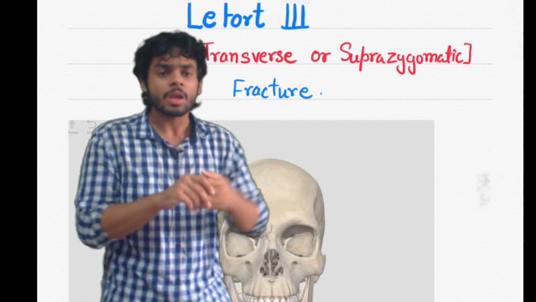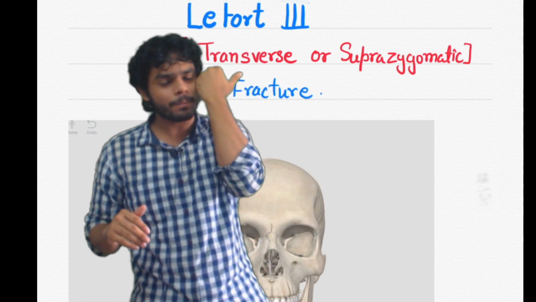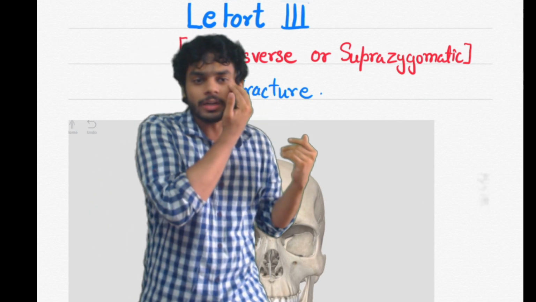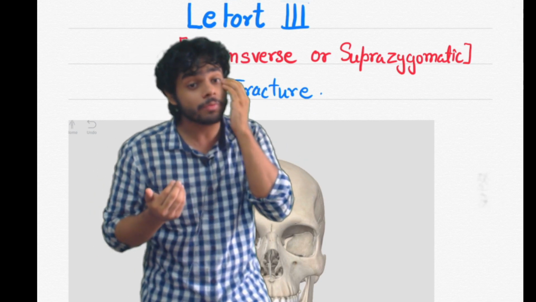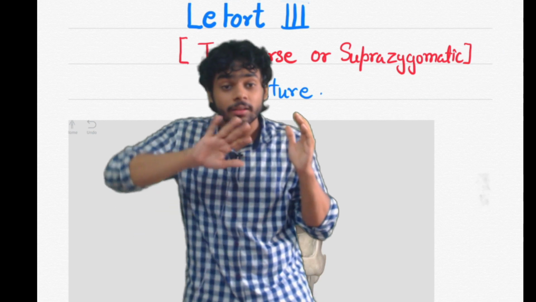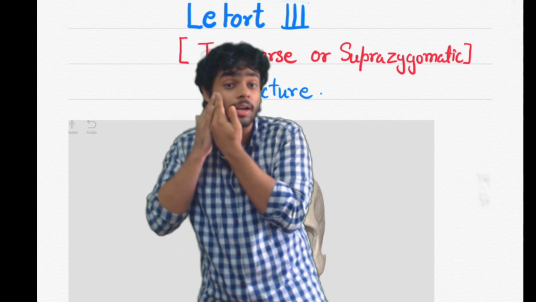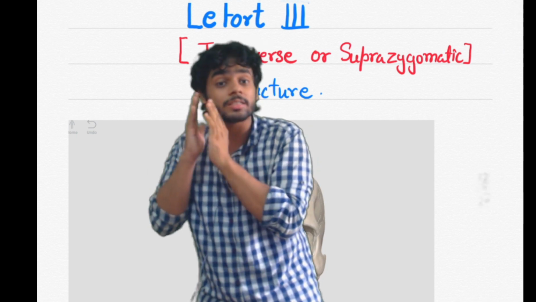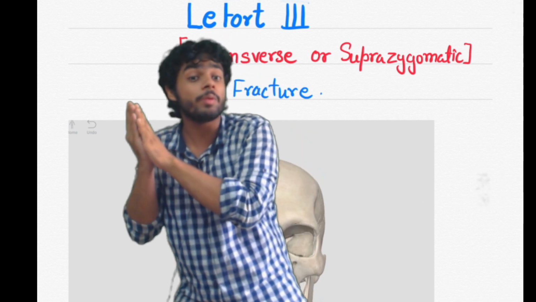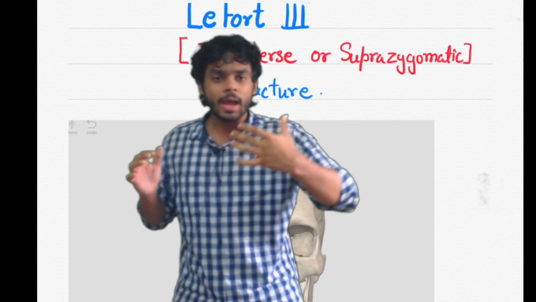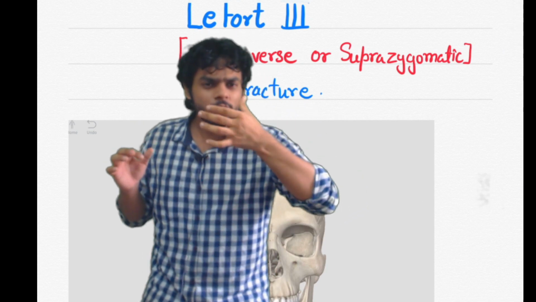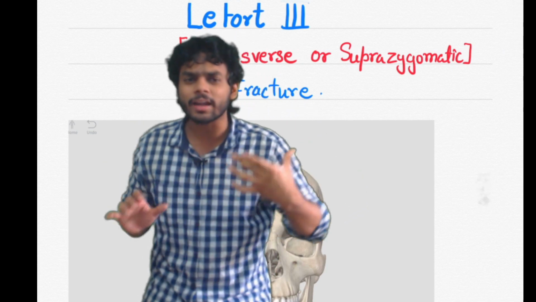Please pay attention. When there is an initial impact here, it causes the depression of this side of the zygomatic bone, and on the contralateral side of the face, the zygomatic bone will be displaced laterally. And you can see here which bone is acting as a hinge.